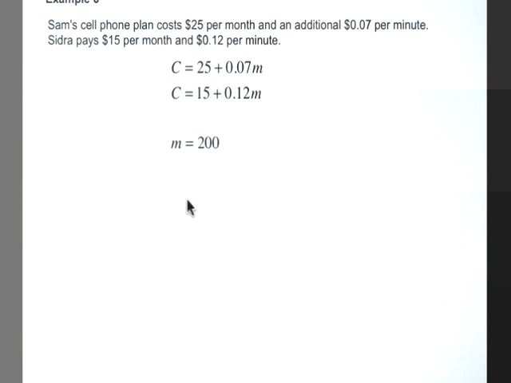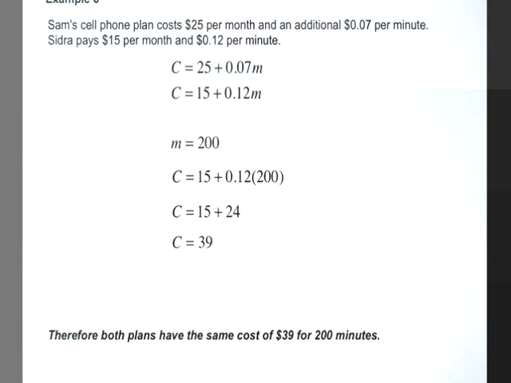And so to determine how much it's going to cost, we're going to sub in to the equation. So C is equal to 15 plus, now it's going to be 12 cents for 200 minutes. So 0.12 times 200 is 24. C is equal to 15 plus 24, which is 39. So therefore, both plans have the same cost of $39 for 200 minutes of use.